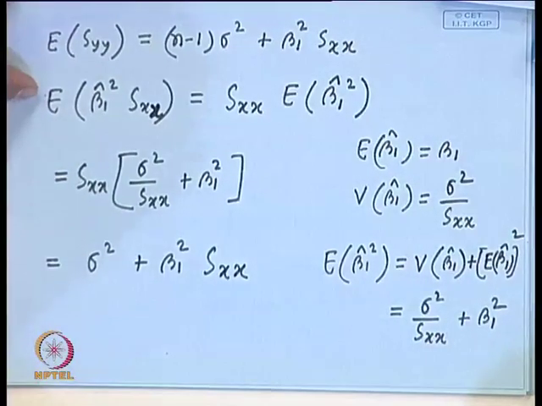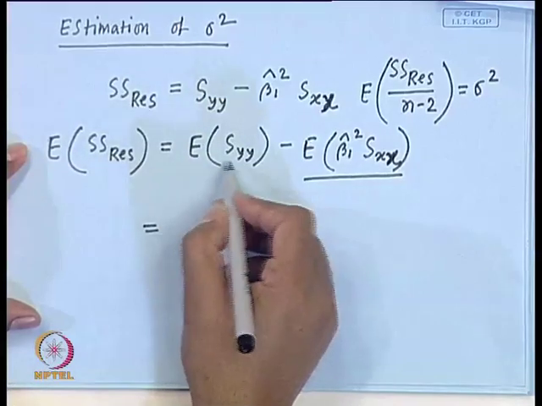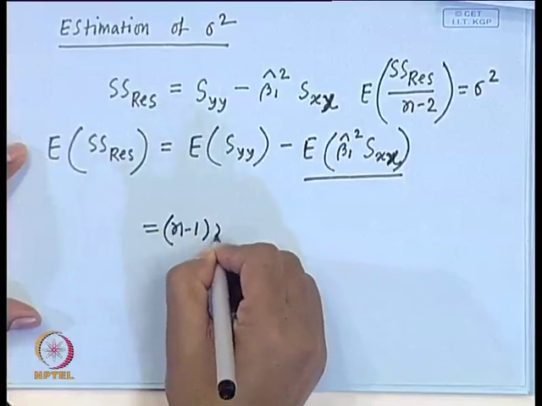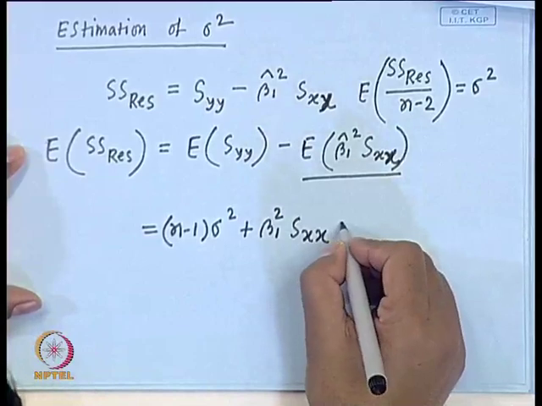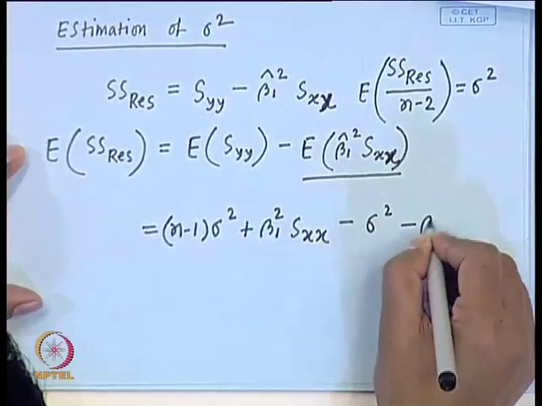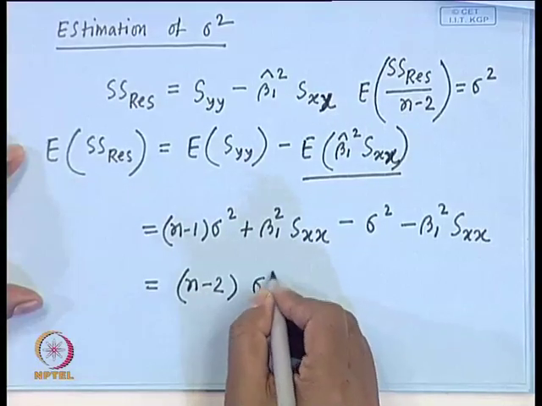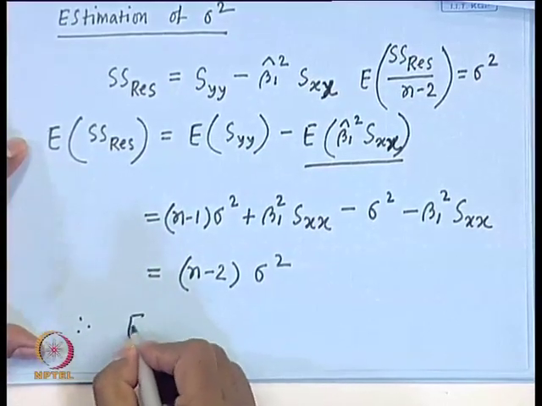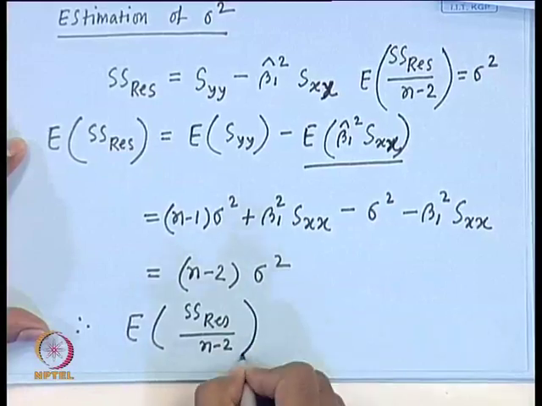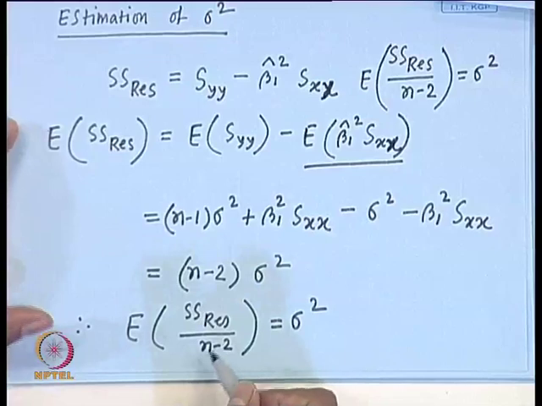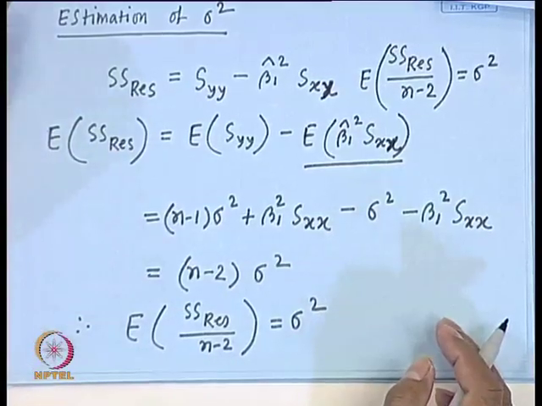Now, we need to plug these two values here. The expected value of residual sum of square is equal to, we proved that this one is equal to (n minus 1) sigma square plus beta 1 square S x x, and this one is equal to minus sigma square minus beta 1 square S x x, and this is nothing but (n minus 2) sigma square. So, what we proved is that the expected value of SS residual by n minus 2 is equal to sigma square. That means, residual sum of square by n minus 2 is an unbiased estimator of sigma square.